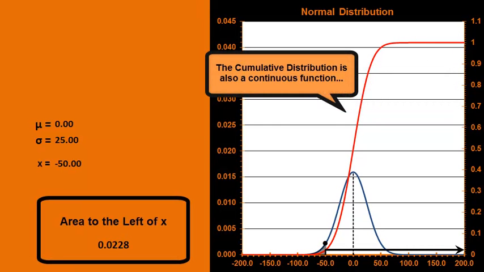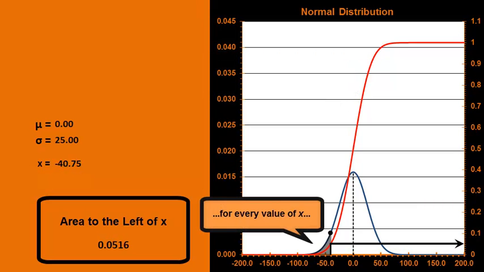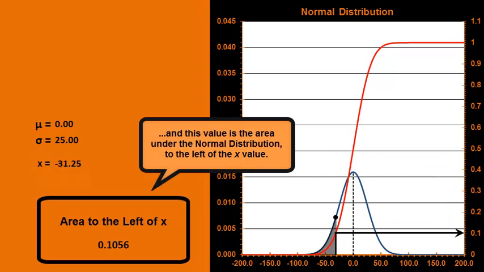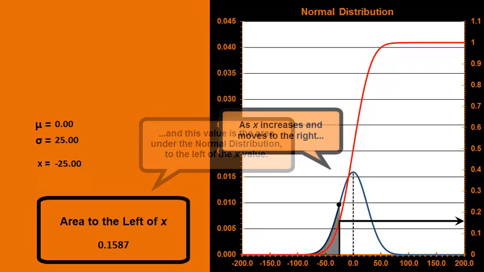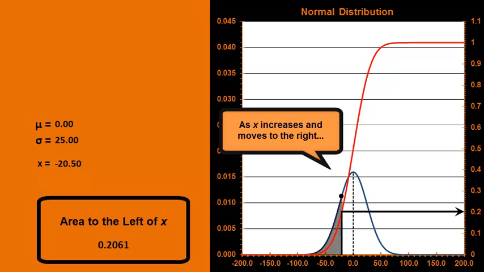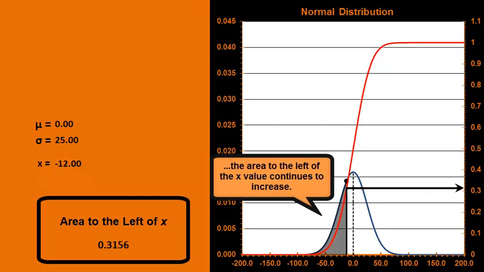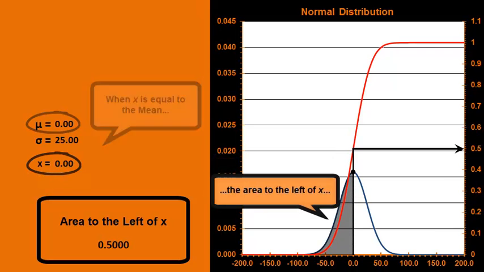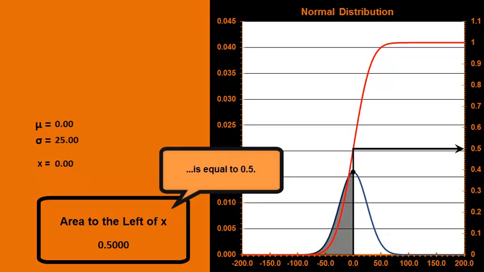The cumulative distribution is also a continuous function. For every value of x, there is a value of the cumulative distribution, and this value is the area under the normal distribution to the left of the x value. As x increases and moves to the right, the area to the left of the x value continues to increase. When x is equal to the mean, the area to the left of x is equal to 0.5.